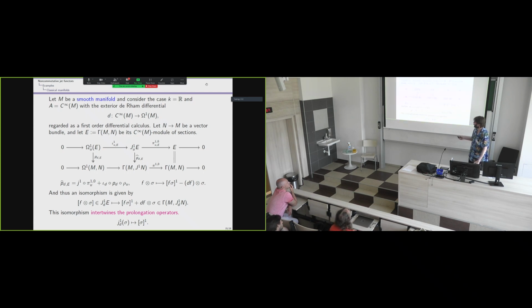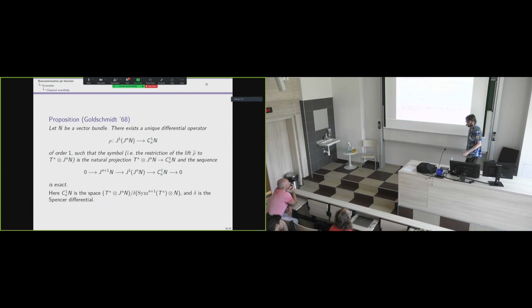And you can verify that if this is a prolongation, then it goes to the classical prolongation, or the classical jet of the section, through this isomorphism. And so you have immediately that the modules are isomorphic. The isomorphism intertwines the prolongation maps, and so they give the same differential operators. So from the point of view of geometry, it's absolutely the same. So from now on, we will just consider them to be the same.